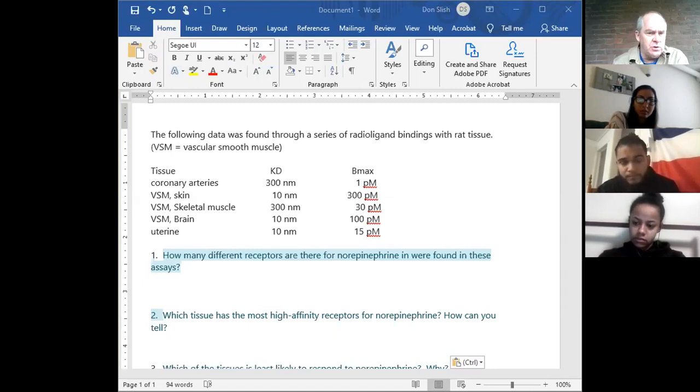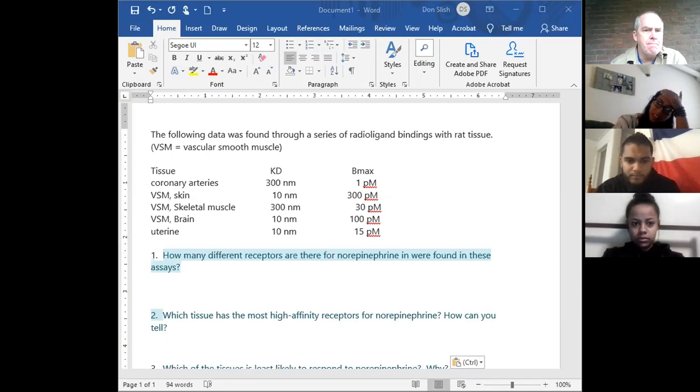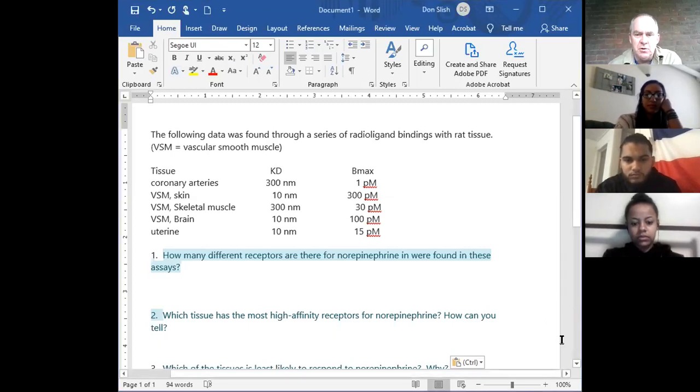Okay, next question. Which tissue has the most high affinity receptors for norepinephrine? How can you tell? Not the most high affinity, but the highest number of high affinity receptors. So I can only see 3 faces, so I'm going to ask Celine Ramos. Isn't it the vascular smooth muscle to the skin because it has a low KD value, so it has a high affinity, and then it has a higher density for the Bmax? Exactly. The lower number of KD is the higher affinity, the higher number in Bmax is the more receptors. Excellent. That's my Mr. Burns impersonation.